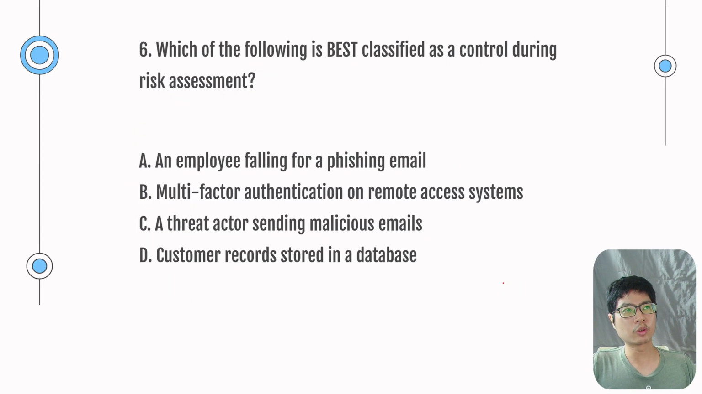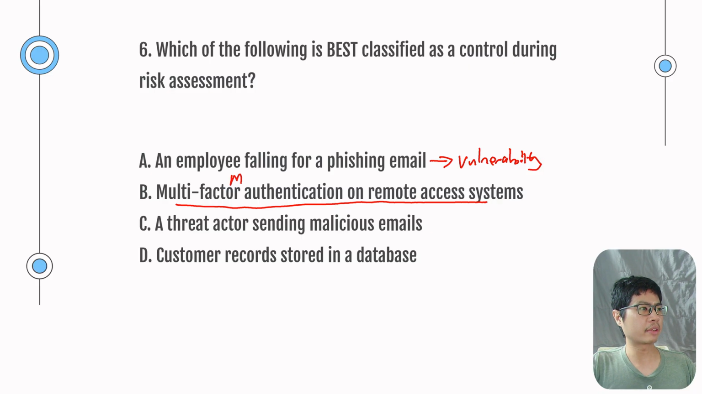Question 6. Which of the following is best classified as a control during risk assessment? So an employee falling for a phishing email. This would be a vulnerability, since the employee fell for the phishing email. Option B, multi-factor authentication on remote access systems. So I would say this would be a control.